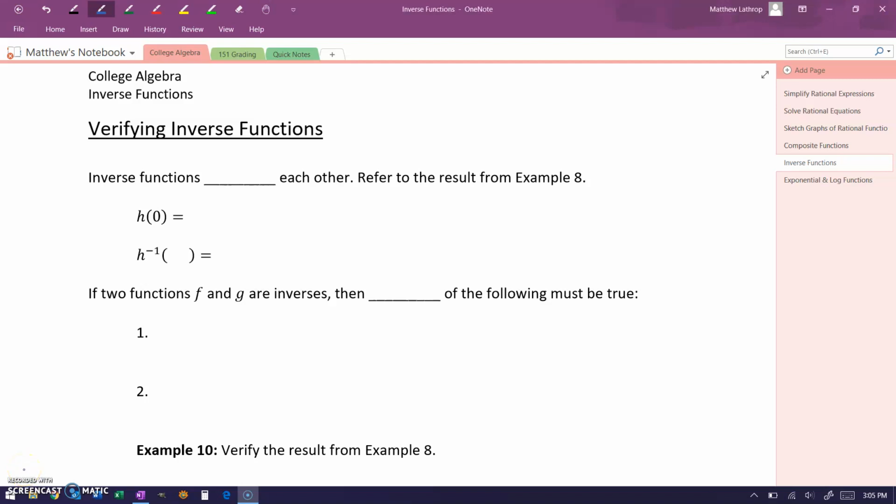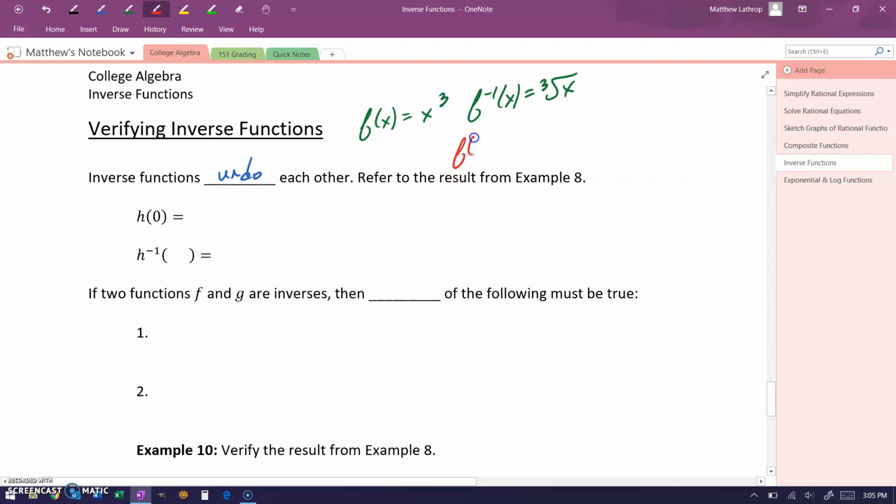Inverse functions are functions that undo each other. This is common throughout mathematics. We have different functions that, again, carry out this idea of undoing one another. For instance, if we had x cubed, its inverse would be the cube root function. Those two operations cancel each other out.